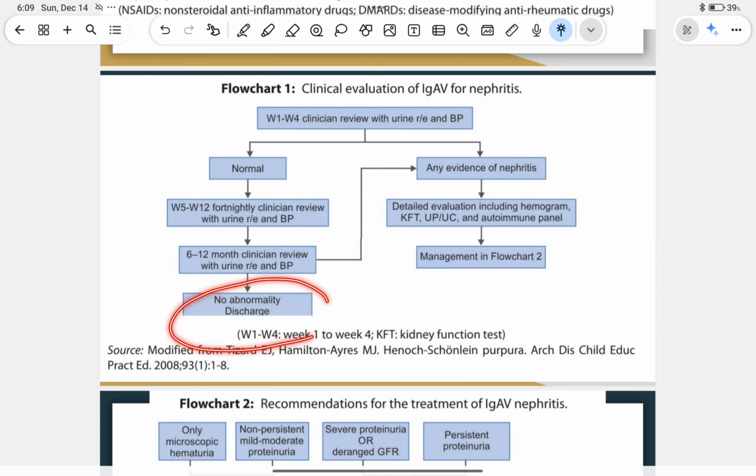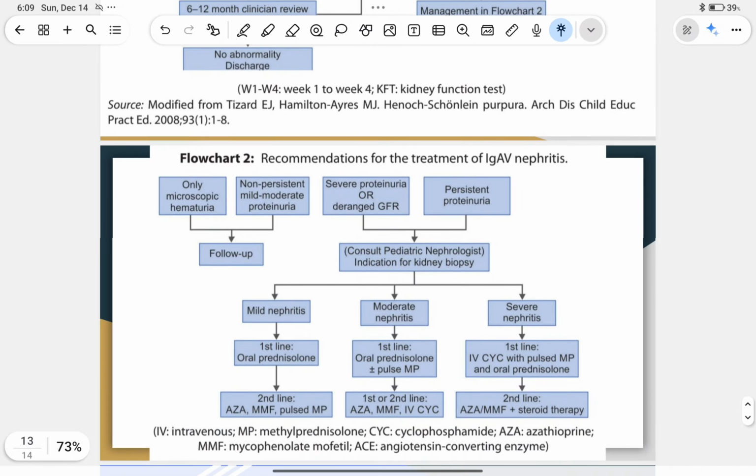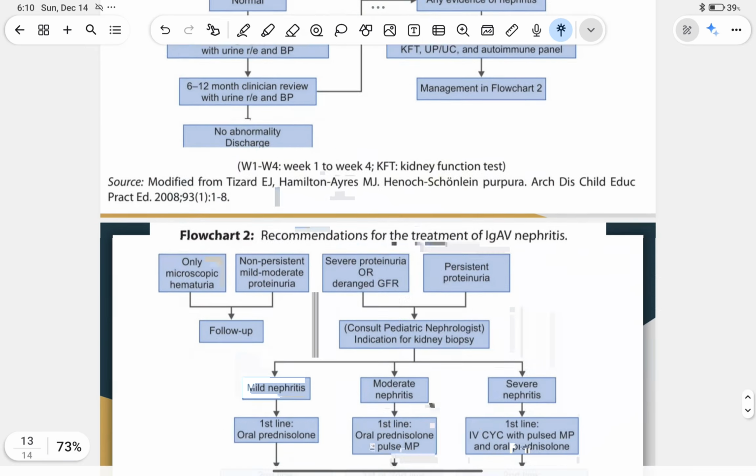So if nothing is there, no abnormality, done. But during this course, anytime you feel there are symptoms of nephritis, such as urine abnormalities or hypertension pointing towards nephritis, then you have to evaluate. Generally, we will send the patient to a nephrologist, and if indicated, they will do a kidney biopsy. Based on that, they may decide. Generally, in mild cases, they will decide on oral prednisolone. In moderate to severe cases, they may start immunosuppressive agents like azathioprine, mycophenolate mofetil, and cyclophosphamide.